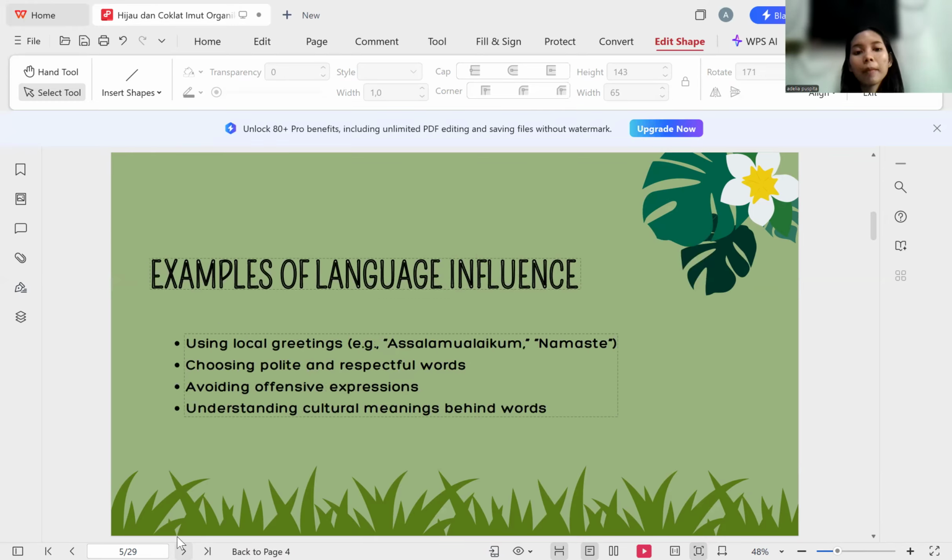So this is an example of language influence, for example using a local greeting like assalamualaikum or namaste. Choosing polite and respectful words, avoiding offensive expressions, and understanding the cultural meaning behind words. Assalamualaikum is a local greeting from Indonesia for Muslims. So we say assalamualaikum.